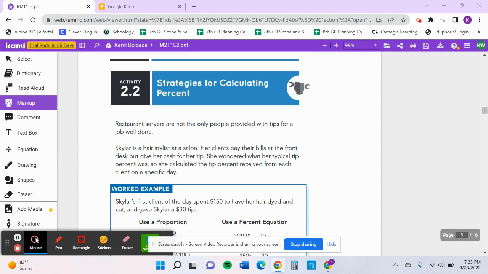Welcome. This is Module 2, Topic 1, Lesson 2, Activity 2.2. Go ahead and read the activity description. Pause here.